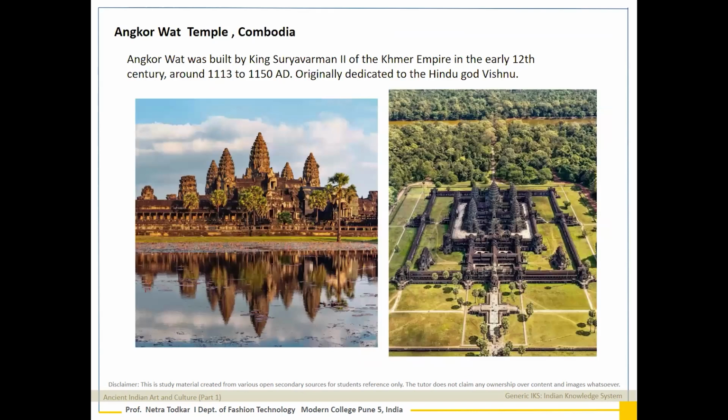Angkor Wat Temple, Cambodia. Angkor Wat Temple was built by King Suryavarman II of the Khmer Empire in the early 12th century. This temple was originally dedicated to God Vishnu.